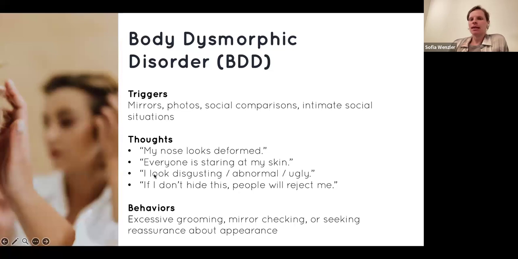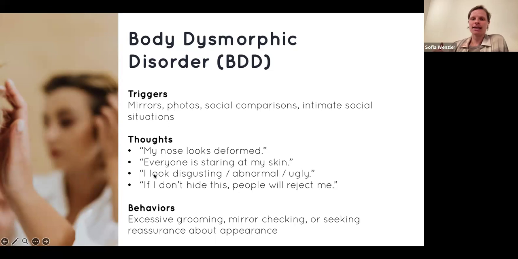Body dysmorphic disorder basically means a preoccupation with perceived flaws or defects in appearance that are usually non-existent or exaggerated if you would ask someone else. And for people with body dysmorphic disorder, triggers can be mirrors, pictures, photos, social comparisons, intimate social situations, many different things. And the thoughts that trigger the behavior can be something like: my nose looks deformed, everyone's staring at me, I look disgusting, abnormal, ugly. If I don't hide this, people will reject me.